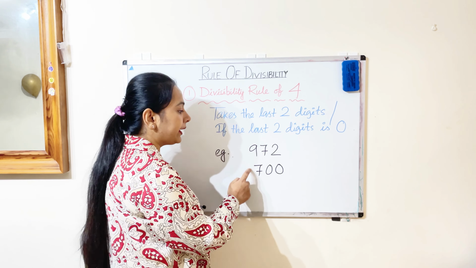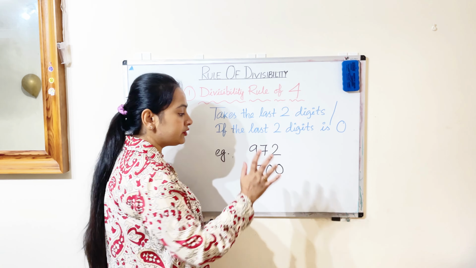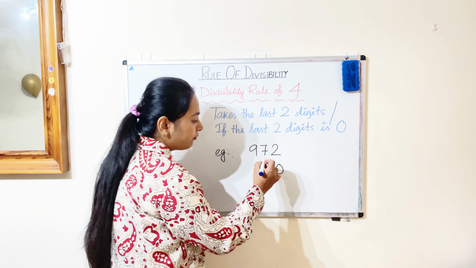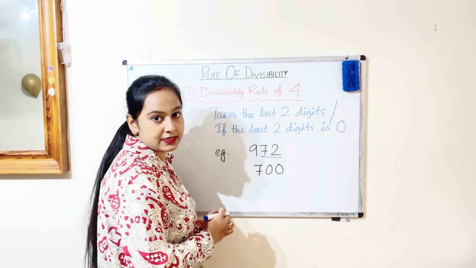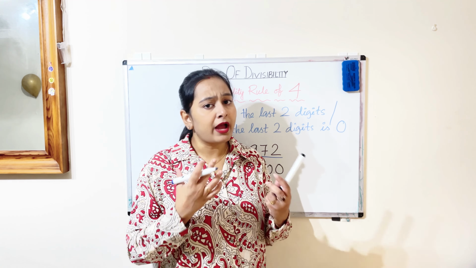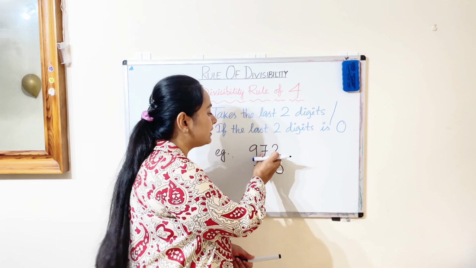So I have taken two examples over here: 972 and the second example is 700. We need to focus on the last two digits. So 72 is divisible by 4. Right? If you have any confusion, then you can divide the last two digits.